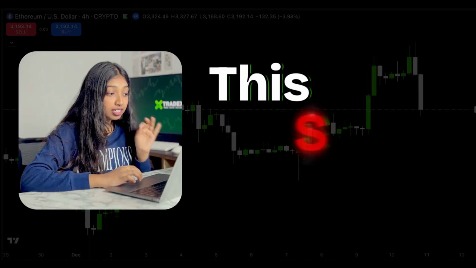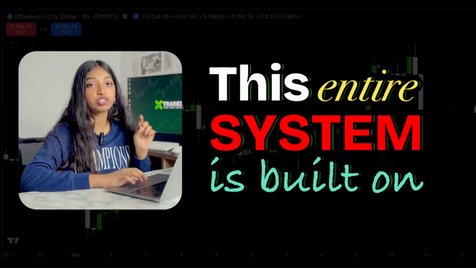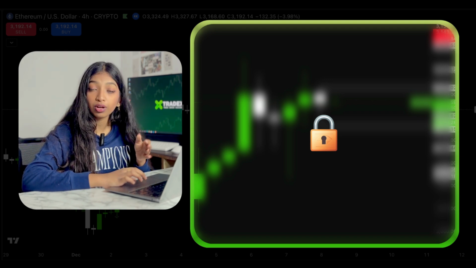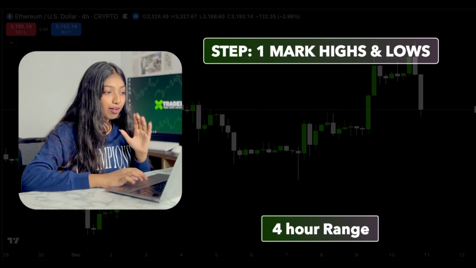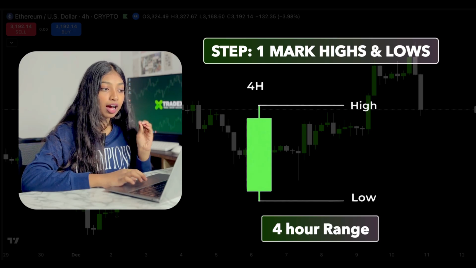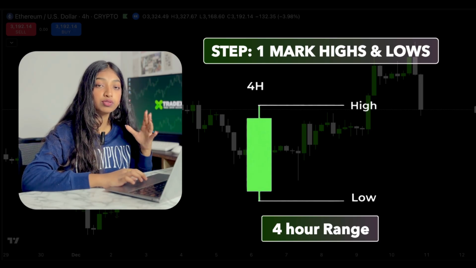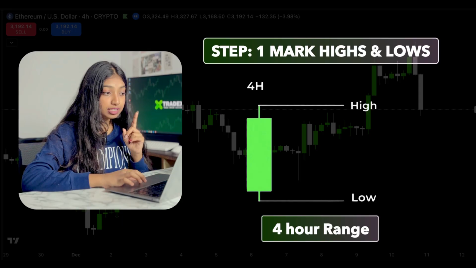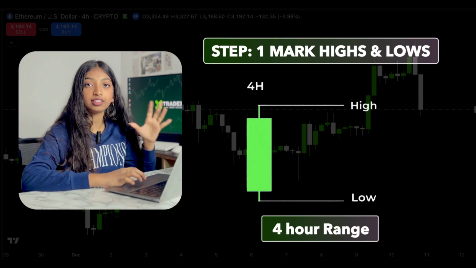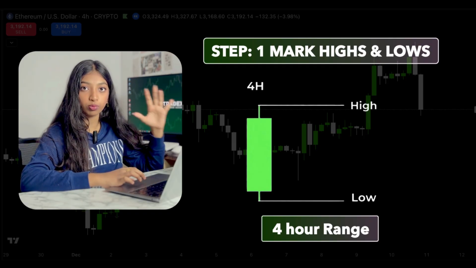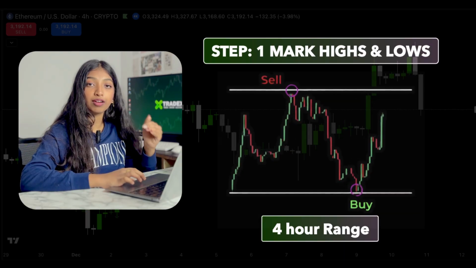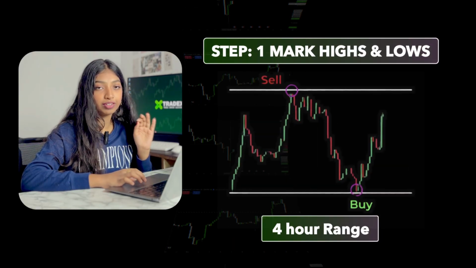Let's get into it. This entire system is built around just one candle. And once you understand how it works, you'll see why this method is so powerful, yet so simple. Now here's the idea. Every day we mark what's called a 4-hour range, which is simply the high and low of the very first 4-hour candle that forms during the day. This exact 4-hour single range candle gives us the entire day structure. I'll explain everything a little bit later, but once you've marked it correctly, you can scalp powerful moves on lower time frames like the 5-minute time frame. Let me show you how exactly you can do that.